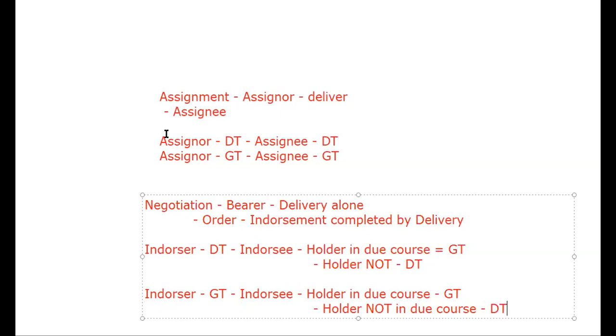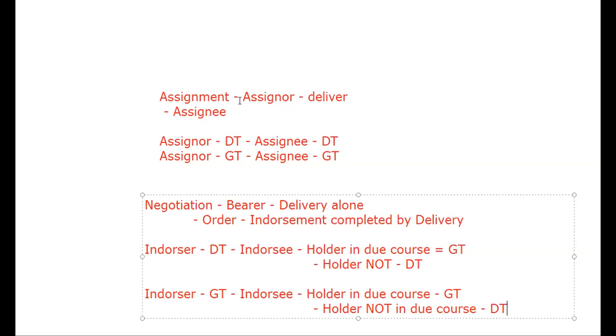that if the assignor has a defective title, automatic yan. Assignee, defective title din. Assignor has good title, automatic yan. Assignee will also have a good title. Kasi nga, i-apply natin dyan yung general rule natin na mirror principle, that you cannot transfer a better title than what you have. So, if you have good title, good title will be transferred. Defective title, then you will be transferring a defective title.